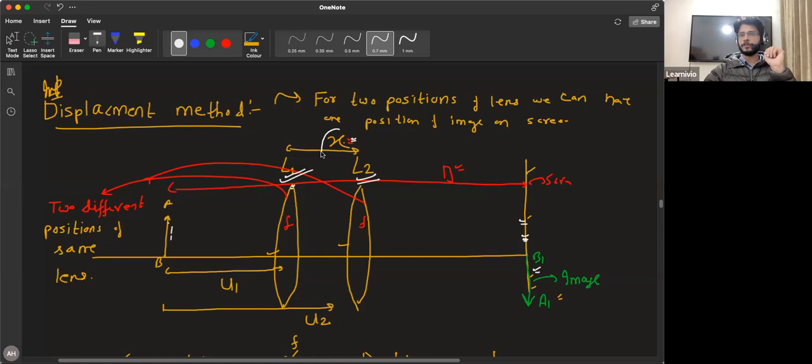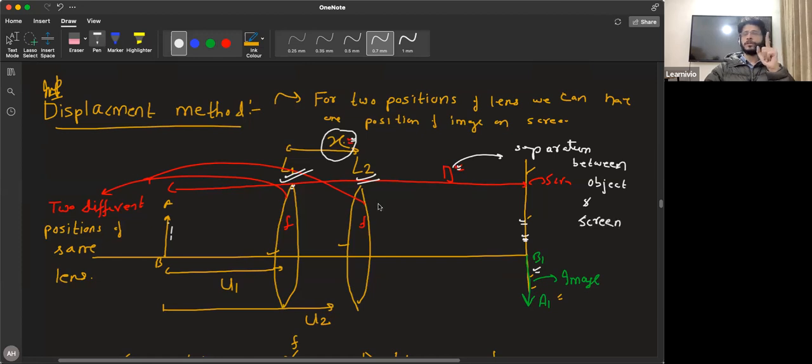And screen. This is the separation between object and screen. Between object and screen. Between object and screen. And screen.